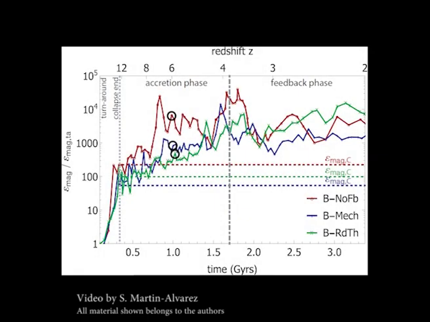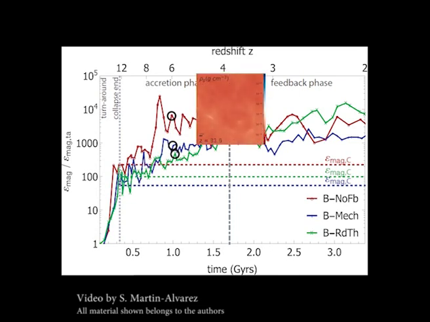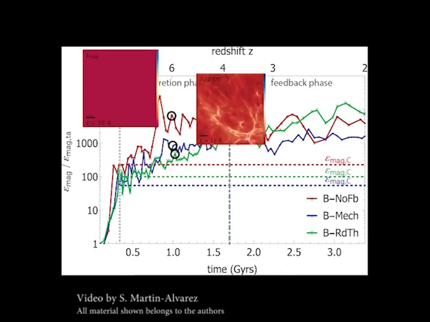Focusing on 3 specific runs, 2 with different feedback prescriptions in green and in blue, and 1 with no feedback in red, we study, amongst various other things, the evolution of the specific magnetic energy in the region of the galaxy. We observe this quantity to evolve in 3 main phases. A first one, during which its evolution is governed by the collapse of the primordial perturbation that gives birth to the galaxy.